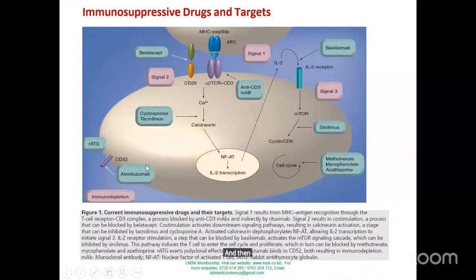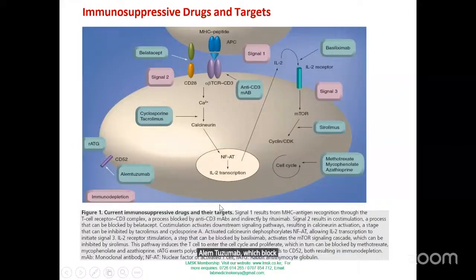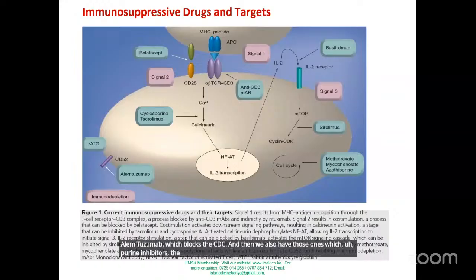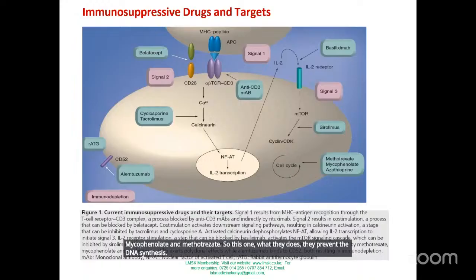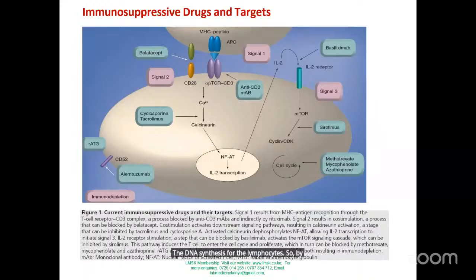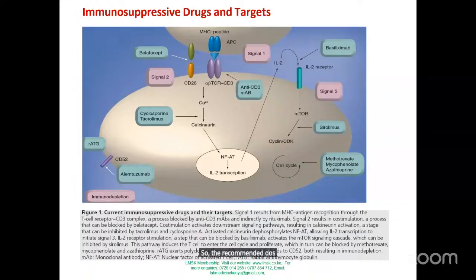And then we have another group of drugs down here, which result in immunodepletion. There's another one known as alemtuzumab, which blocks the CD52. And then we also have the purine inhibitors, the likes of azathioprine, mycophenolate, and methotrexate. What they do is prevent DNA synthesis for the lymphocytes. So by blocking this pathway, there is no T cell proliferation and also no B cell proliferation.